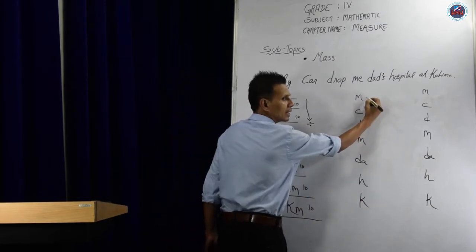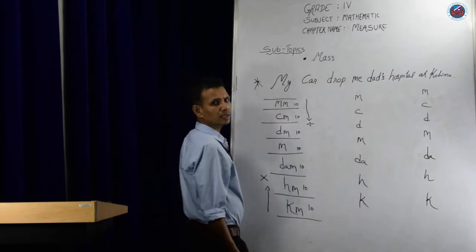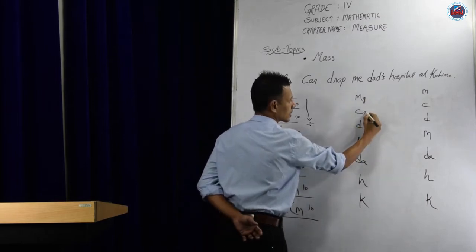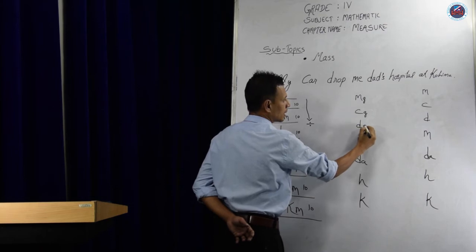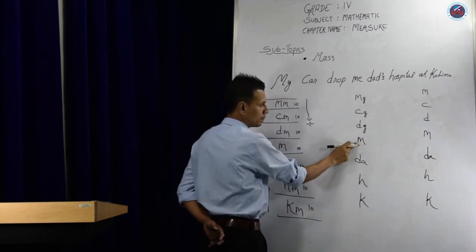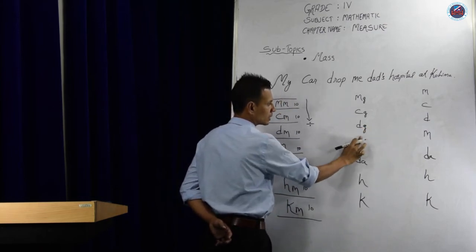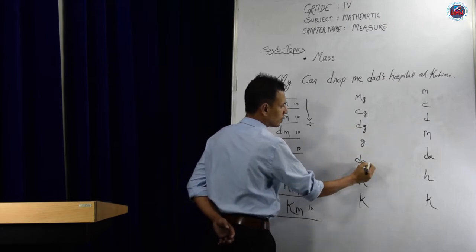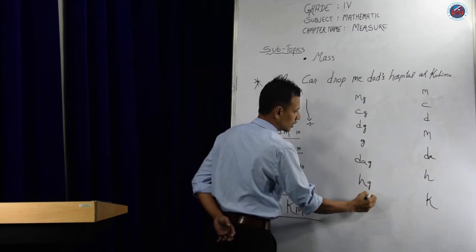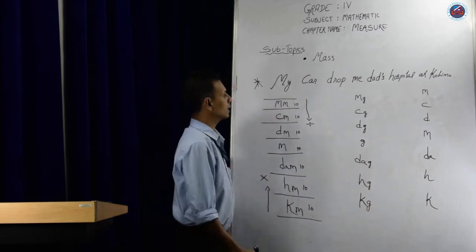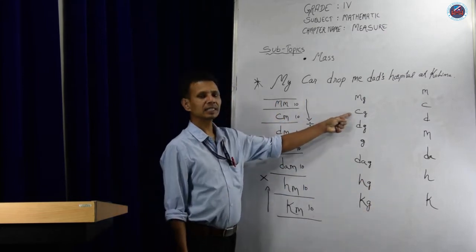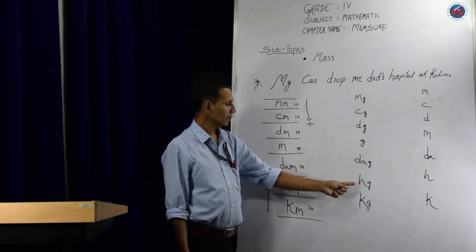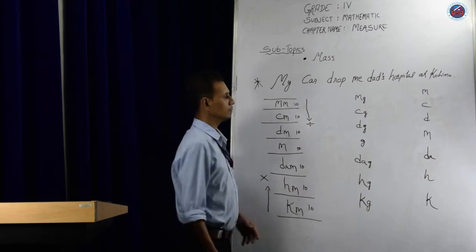Now we wrote M, M, M, M, right? Now in the M place, let us write G. In the M place I will write G. What is this M doing here? Clear? In the M place I will write G. Milligram, centigram, decigram, gram, decagram, hectogram, kilogram.